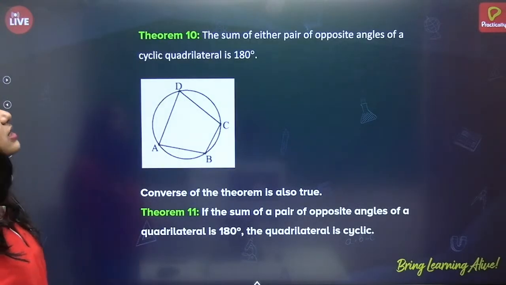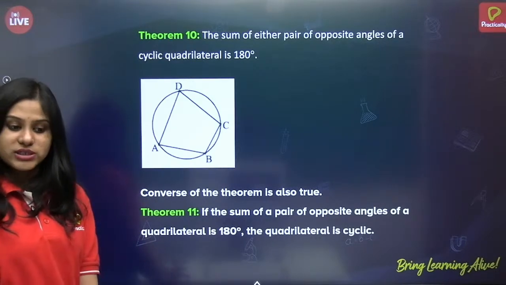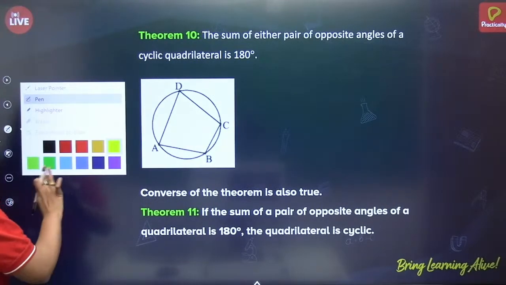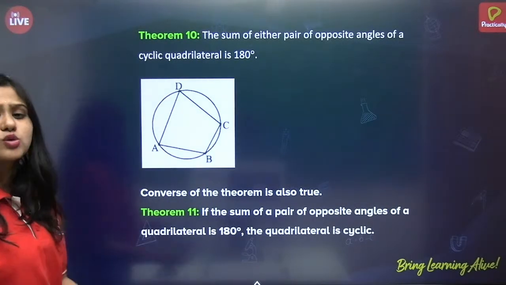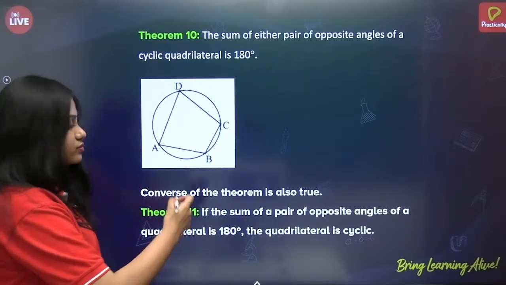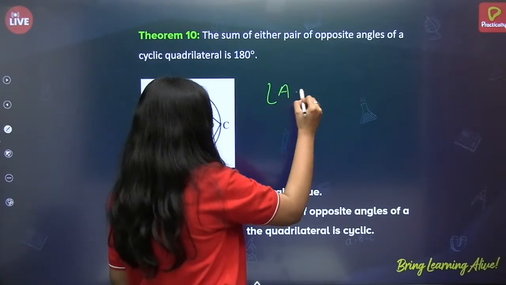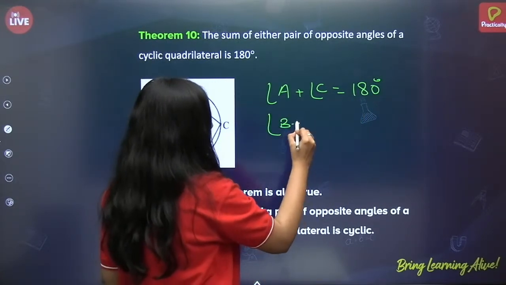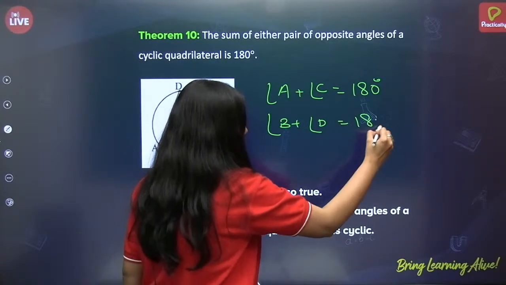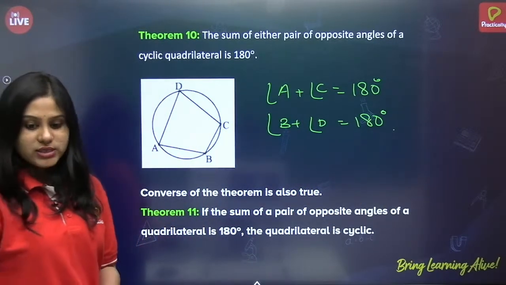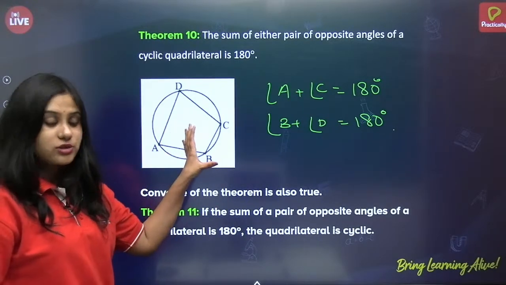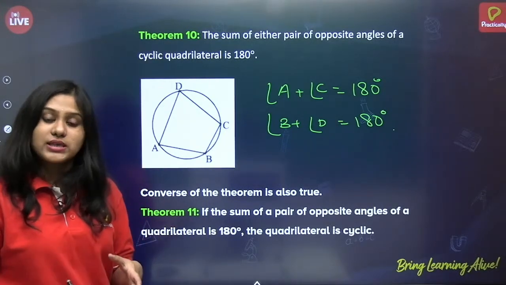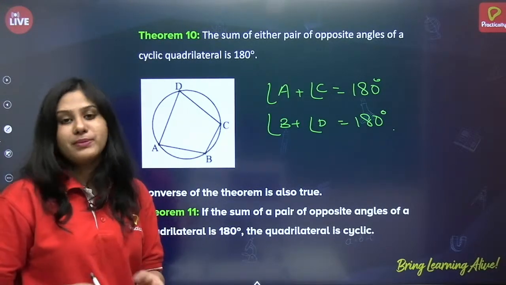Okay, next. So here's the theorem which we have to study. Sum of either pair of opposite angles of a cyclic quadrilateral is 180 degrees. So what are opposite angles here? Angle A plus angle C is equal to 180 degrees. Angle B plus angle D is equal to 180 degrees. Correct? So always remember, in a cyclic quadrilateral, the sum of opposite angles is 180 degrees, or you can say that the sum of opposite angles is supplementary.